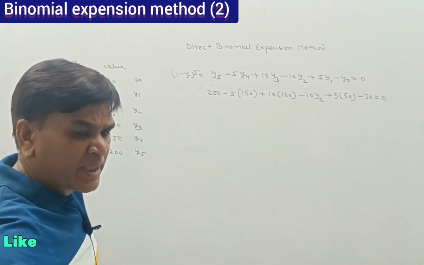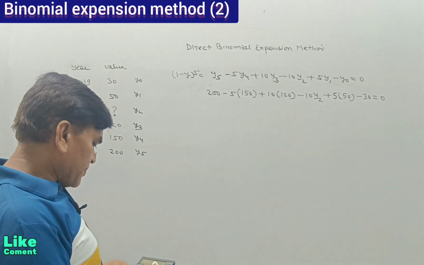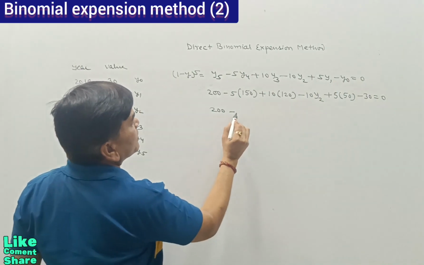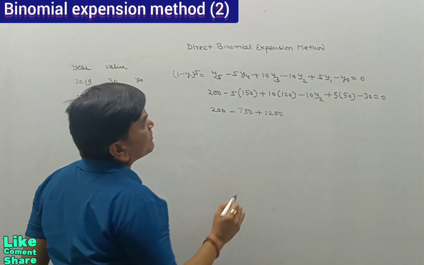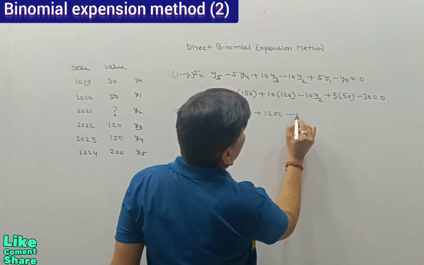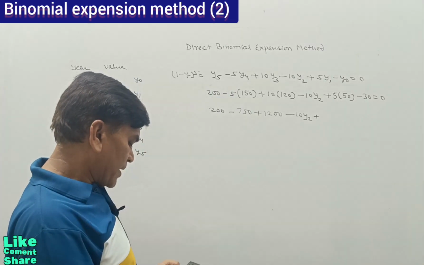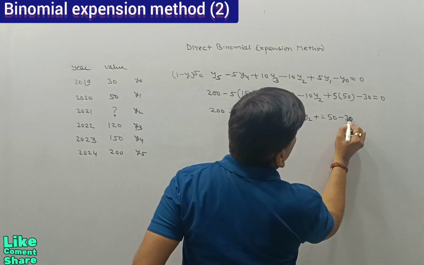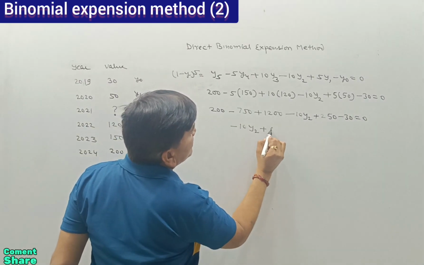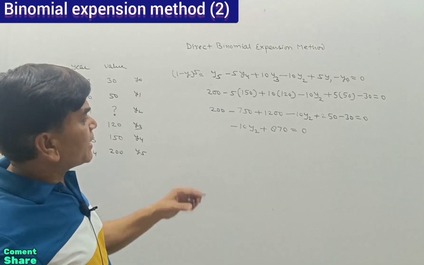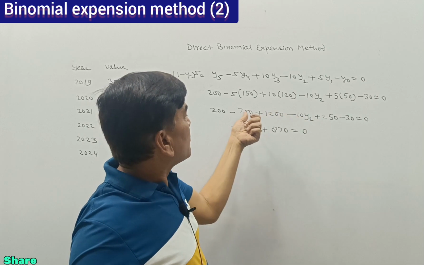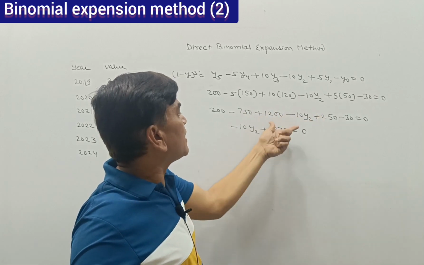We get the value of y2 because the first one, 200, is a plus value, minus 5 multiplied by 150 is a minus value, that is 750, plus 10 multiplied by 120 is 1200, a plus value, minus 10 y2, plus 5 multiplied by 50 is 250, a plus value, minus 30 is a minus value. So minus 10 y2 plus 870 is equal to 0. The plus values total 1650 and the minus values total 780, so 1650 minus 780 is 870.